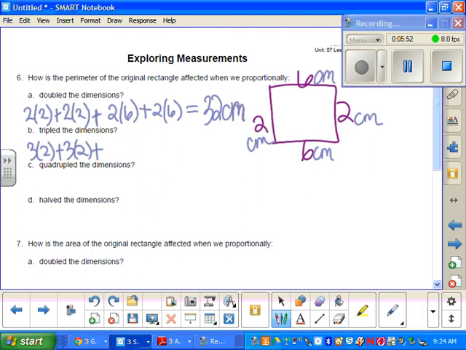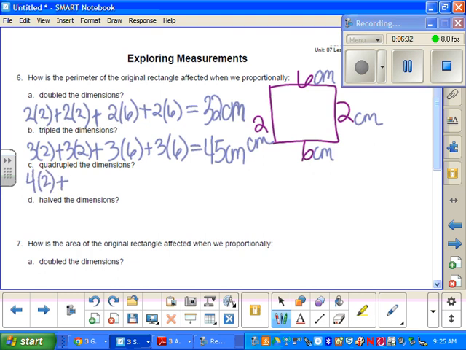Sorry, so we're talking about perimeter. It's not going to be square. It's just going to be 32 centimeters. And so if we triple the dimensions, we'll multiply each side by 3. So we'll multiply our width, which is 3 times 2 plus 3 times 2 plus 3 times 6 plus 3 times 6. Will equal 48 centimeters.